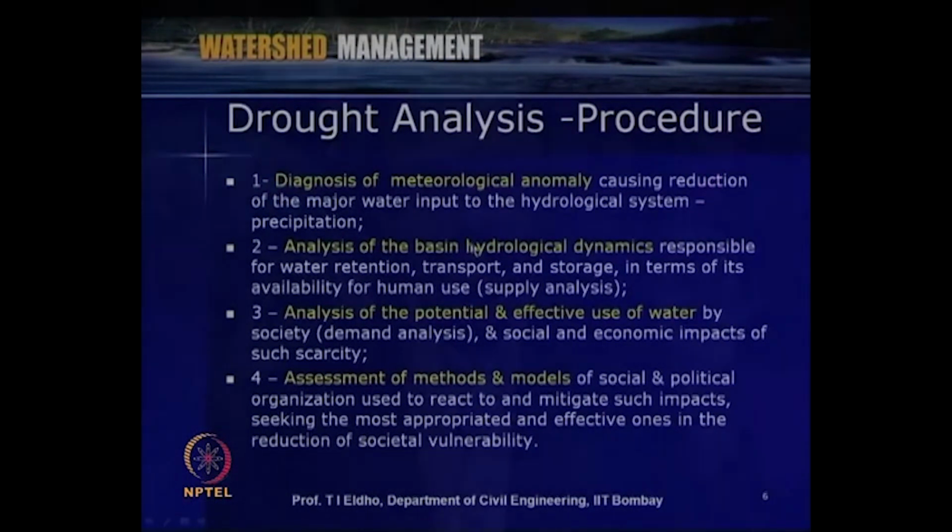So, in the drought analysis, in the fourth step we are dealing with the assessment of methods, the particular methods to understand the societal vulnerability as far as the drought is concerned, and then what will be its impacts, and then what effective mitigation measures can be taken. So, that way when we deal with the drought analysis, we can have 4 steps.